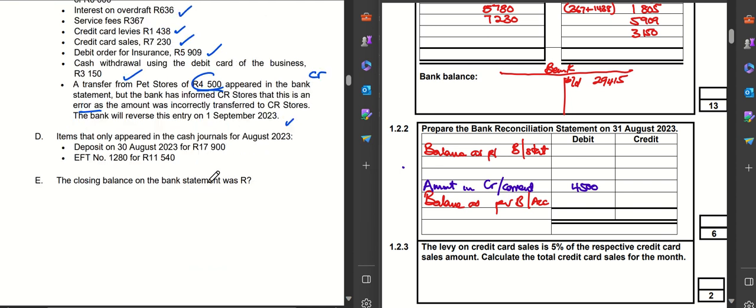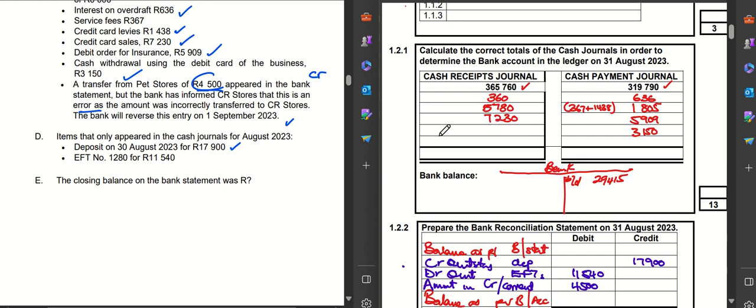And then the next one says items that only appeared in the cash journals for August, 17.9. So we're going to come here, then we're going to say credit outstanding deposits, 17,900. EFTs, we debit outstanding EFTs, 11,540. That's it. That's it. Let's quickly calculate. All right.